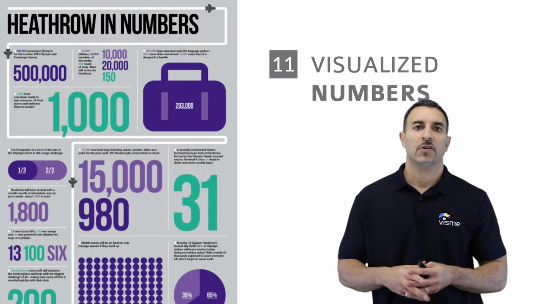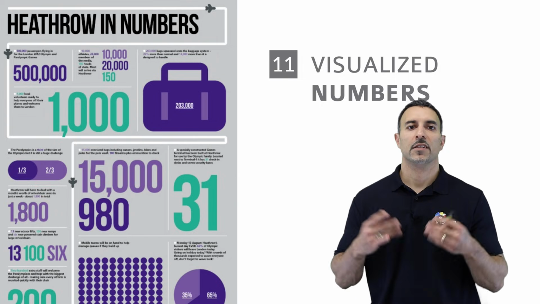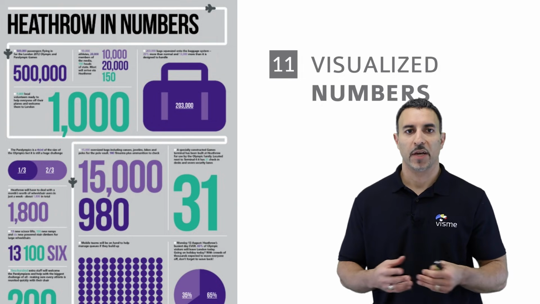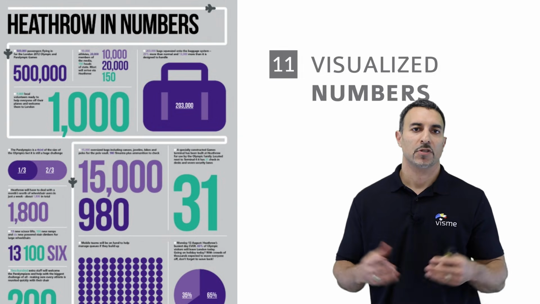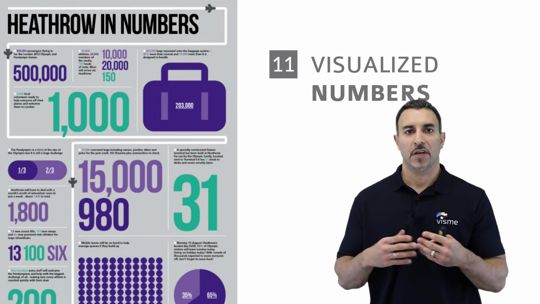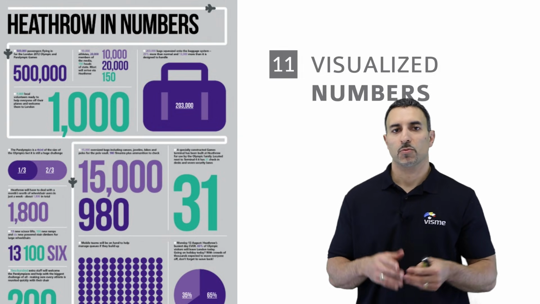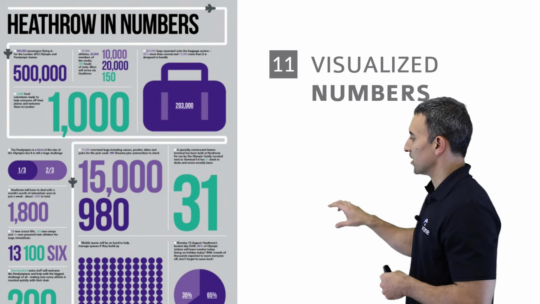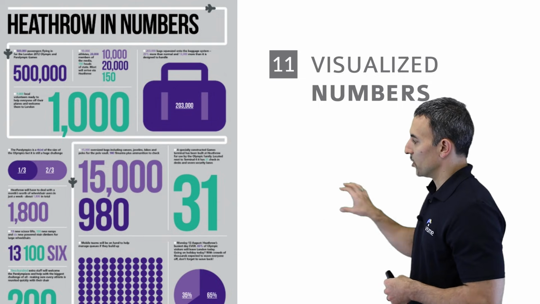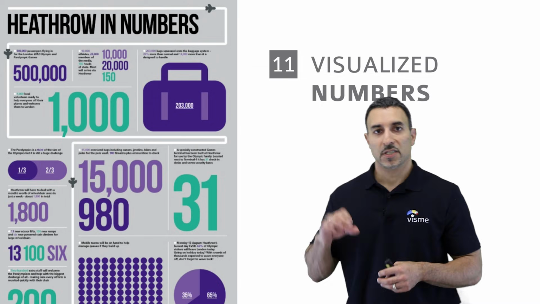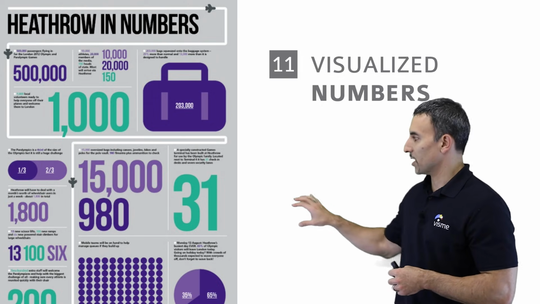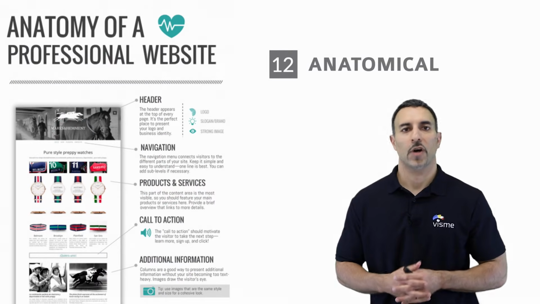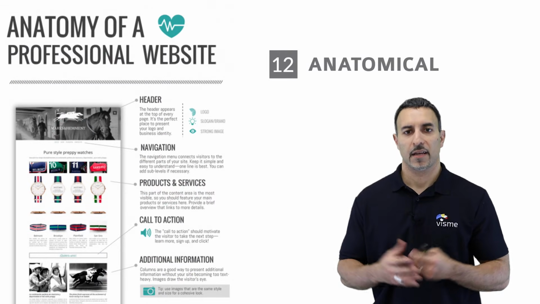Number 11 is visualizing numbers. So it's ideal for adding visual interest to individual units of information, and you often use it when you have various stats and figures. This one here is the Heathrow Airport in numbers, and there's a number of different statistics and different figures, and they've been organized in a way and in different sizes and colors to actually separate the components of the figures from each other.